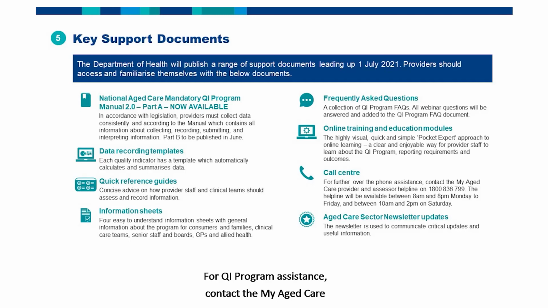For QI program assistance, contact the My Aged Care provider and assessor helpline on 1800 836 799. This helpline will be available between 8 a.m. and 8 p.m. Monday to Friday, and between 10 a.m. and 2 p.m. on Saturdays. Then we also have the aged care sector newsletter updates. For regular updates and information on the QI program, this will be published on the department's website and will often be communicated via the aged care sector newsletter and through the department's bulk information distribution service, which is known as BIDS.